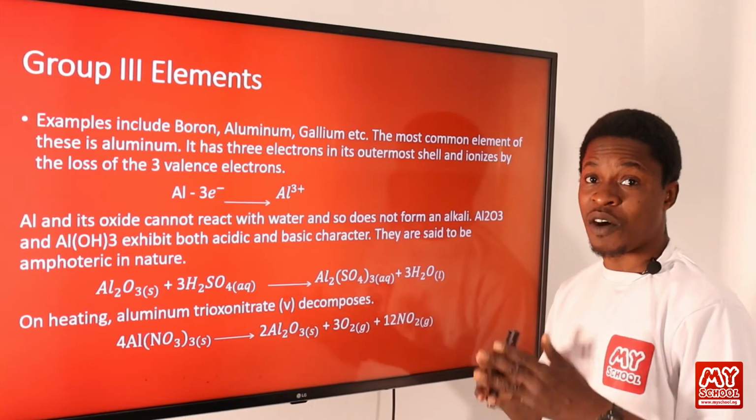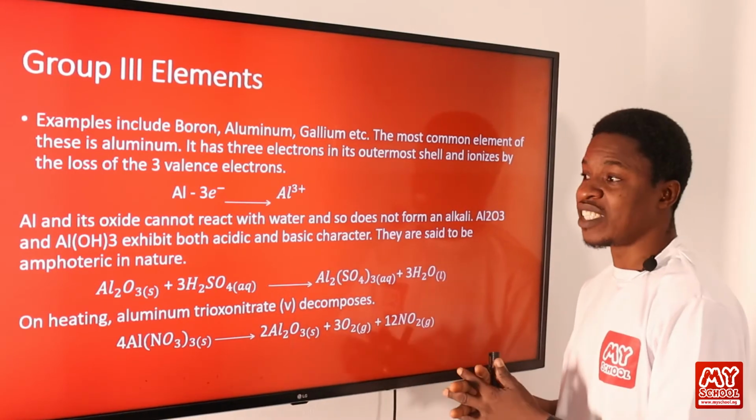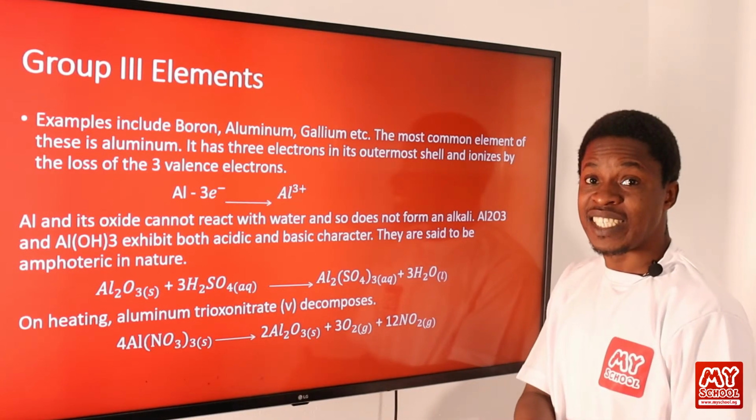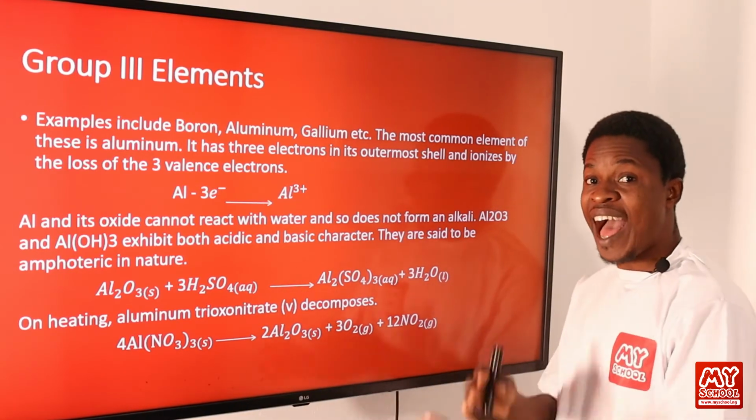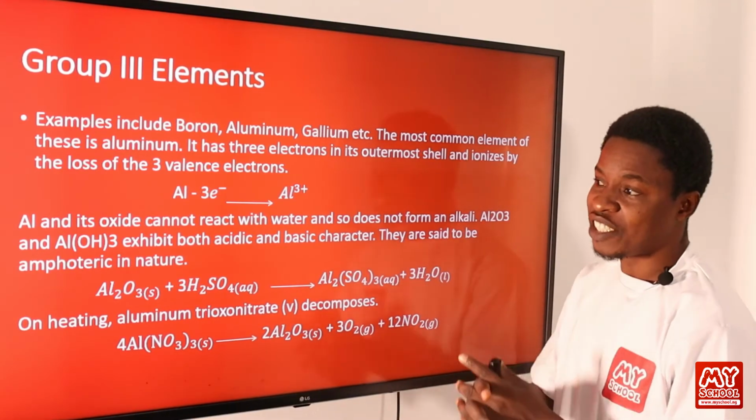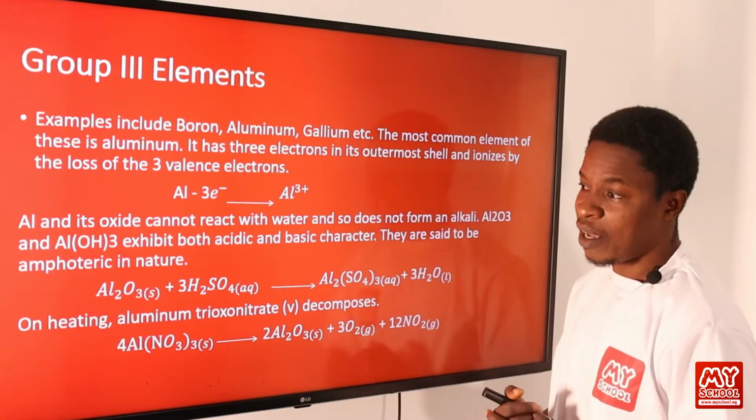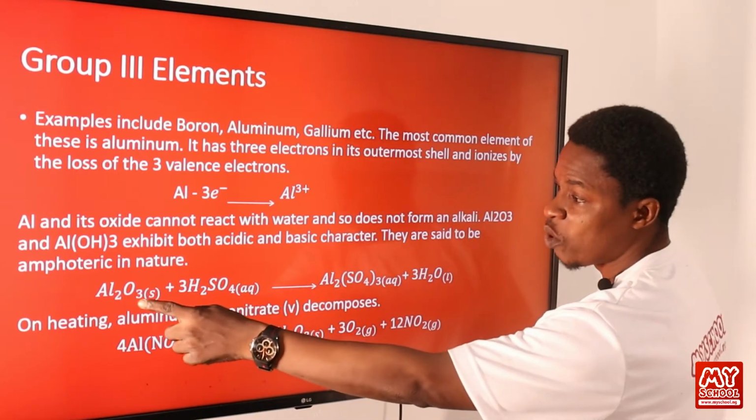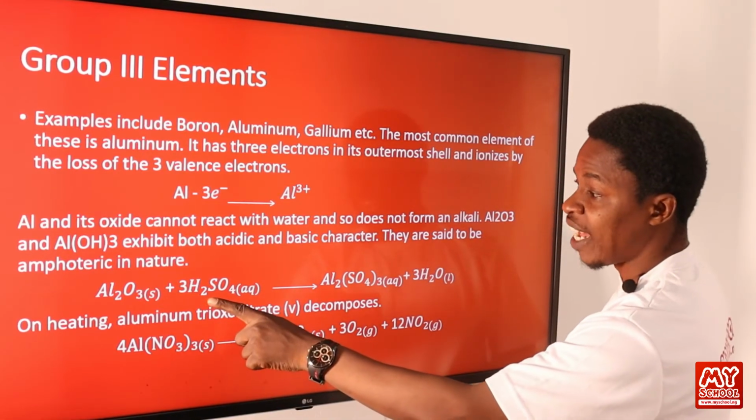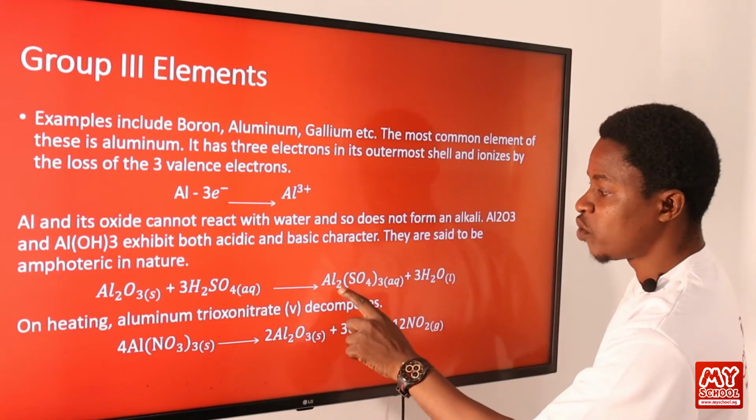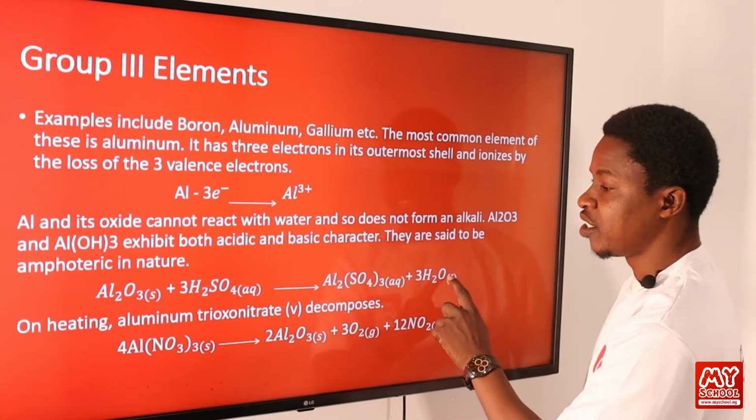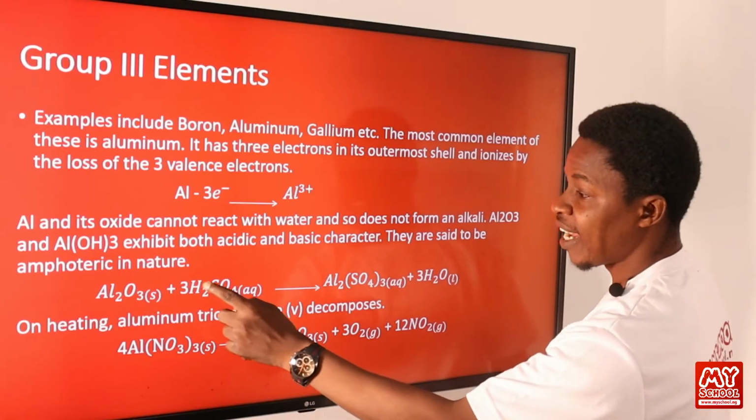Another example is zinc oxide. Zinc oxide is amphoteric in nature. It can behave as an acid in a reaction, and it can also behave as a base in a reaction. So we say it is an amphoteric oxide. So Al2O3 plus H2SO4 gives Al2(SO4)3 plus 3H2O. You can see it reacting here to give this.